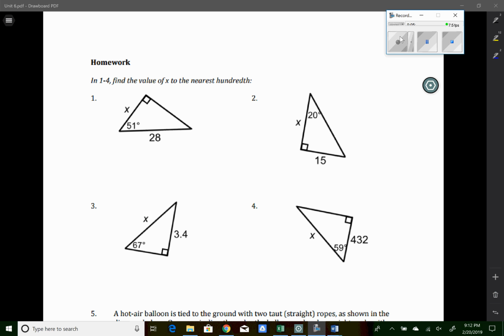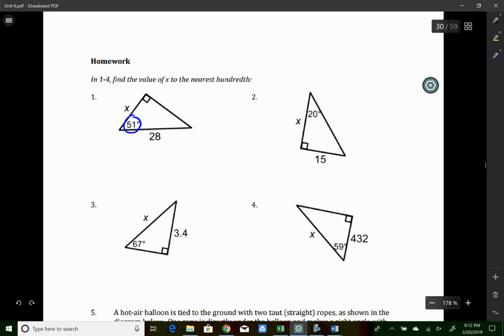All right, let's move on to the homework. In the homework, the first 4 questions all ask us to just find the value of x. For each one of these, the first job we have is to find out which trig ratio to use. If that's my given angle, x is adjacent, 28 is the hypotenuse, and the opposite side we don't know and don't want to know, so I don't need it.